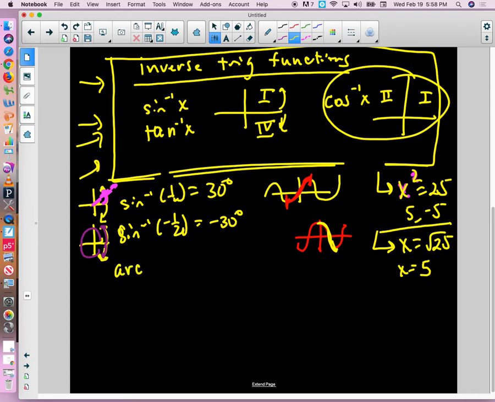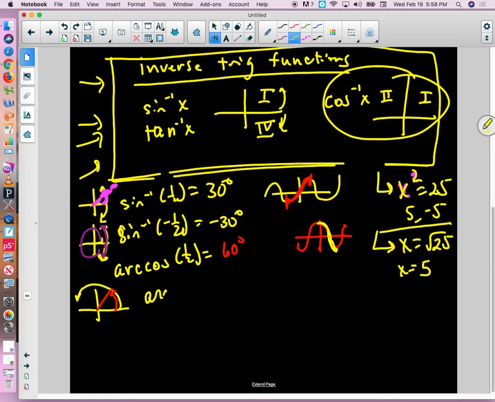Arc cosine or inverse cosine of 1/2 is a 60-degree angle. And you're going to look in the first and second quadrant. As you scan through, you find it right away in the first quadrant at 60 degrees, or if you're in radians, you would say pi over 3.